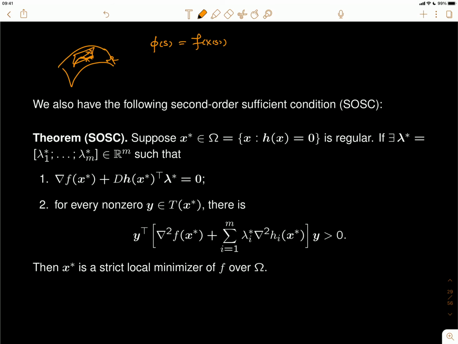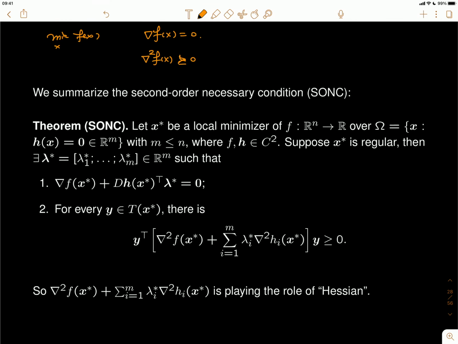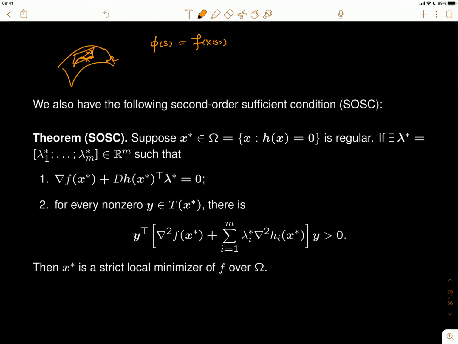It's just like for the unconstrained case as before. If you show that the Hessian at x star is positive definite, then that means that x star is a local minimizer, and similar thing here. But it just needs to be strictly positive with respect to the y's in the tangent space.